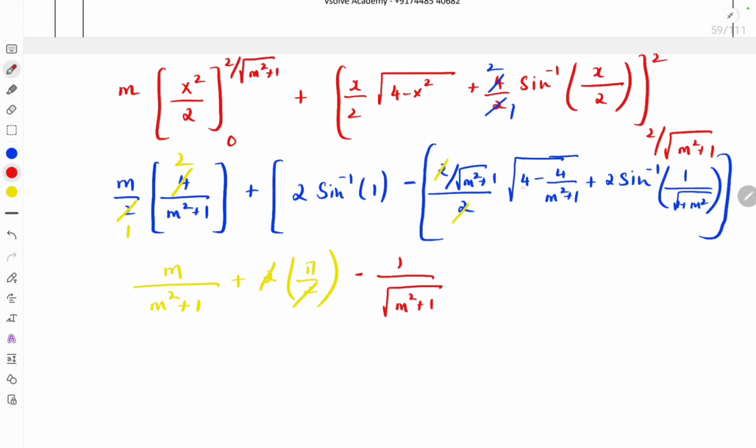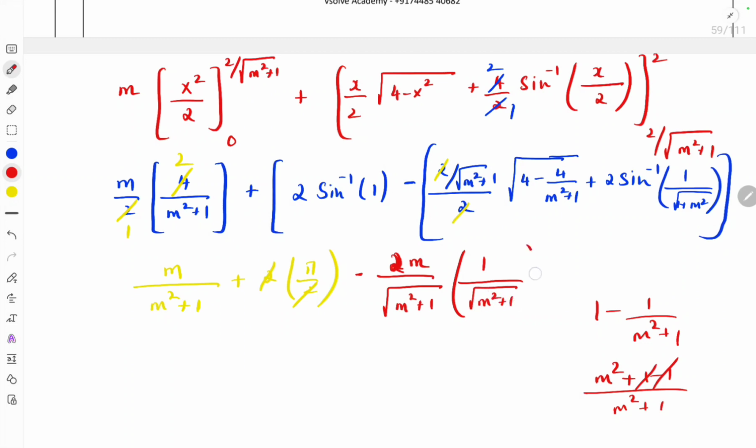From here I can take this root 4 out, which means 2 will come, and here root 1 minus 1 divided by m square plus 1 will be there. After taking LCM, m square plus 1 minus 1 divided by m square plus 1, so which means this will get cancelled, so root of m square, which means m will come, and here 1 divided by root of m square plus 1 will be there. So root of 1 plus m square into root of 1 plus m square, it is just m square plus 1. So I am just simplifying here itself.